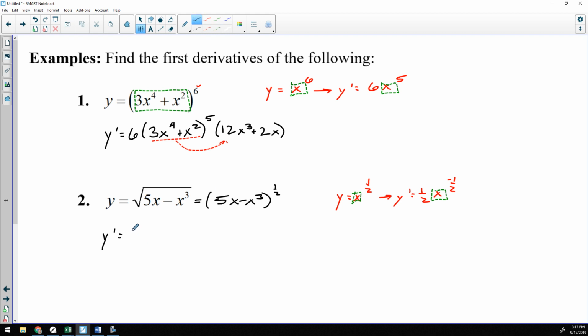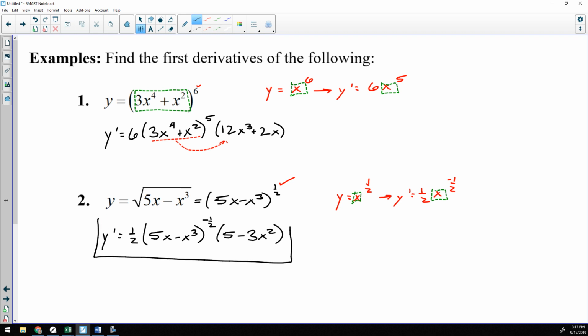So I'm going to start by bringing down the 1/2. I'm going to leave the inside alone. And then I'll subtract 1 from the exponent. That takes care of my outside function. My outside function was stuff to the 1/2. Now I look inside and I'm going to multiply by the derivative of that inside function, which will be 5 minus 3x squared. And all of this is the derivative. All of that is the derivative. So start on the outside and slowly peel your way in until you've worked the derivative of the inside layer.